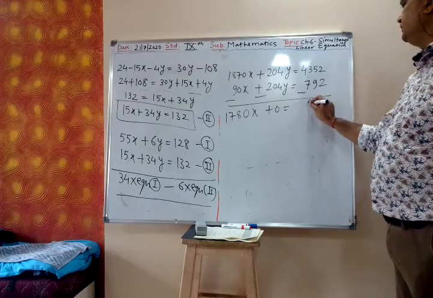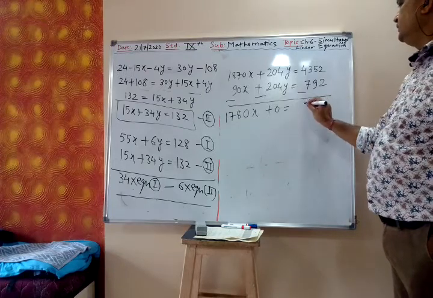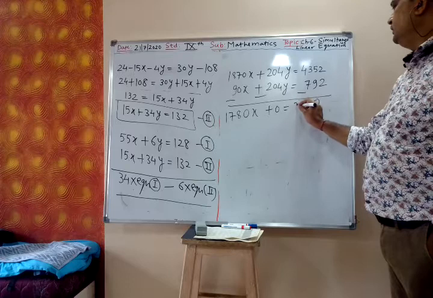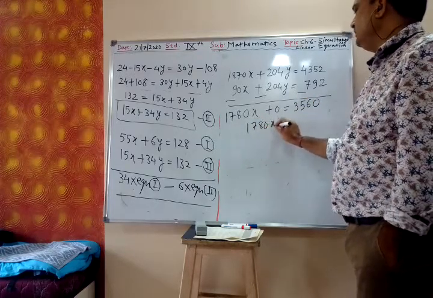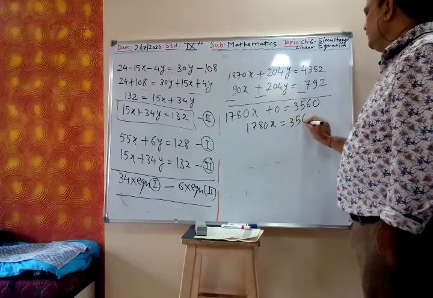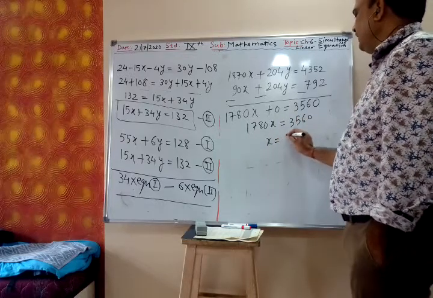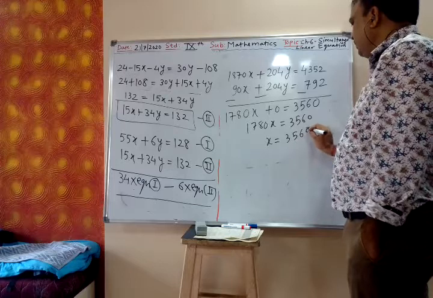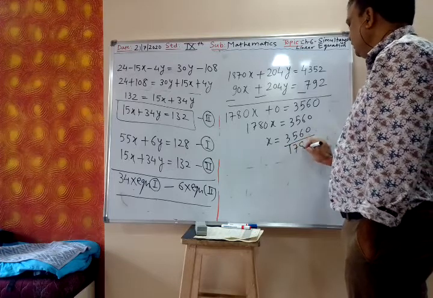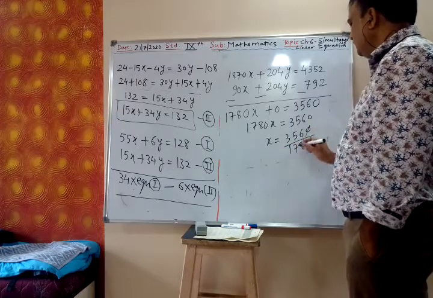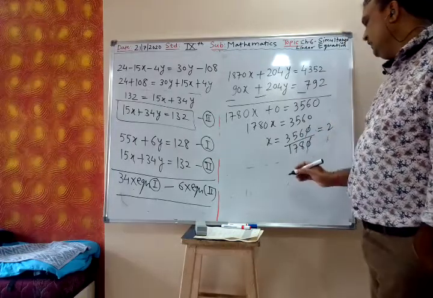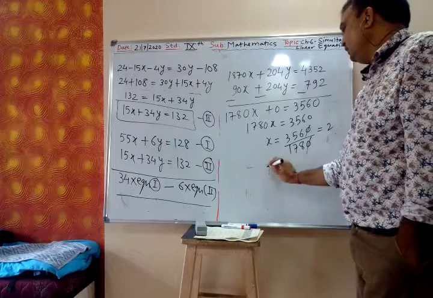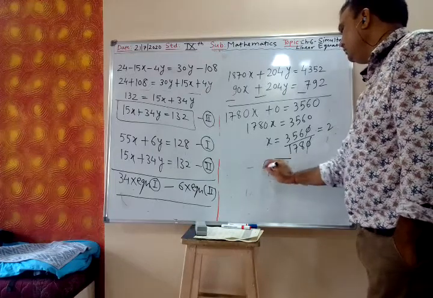So 1780x is 3560. So x is 3560 upon 1780. Now you can cancel the 0 and this will be 2. Is it clear? This will be 2. So x is 2.